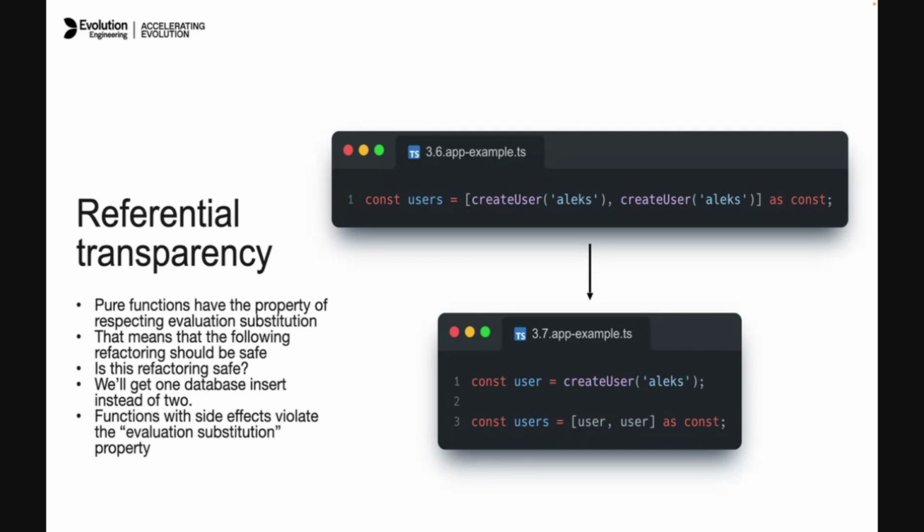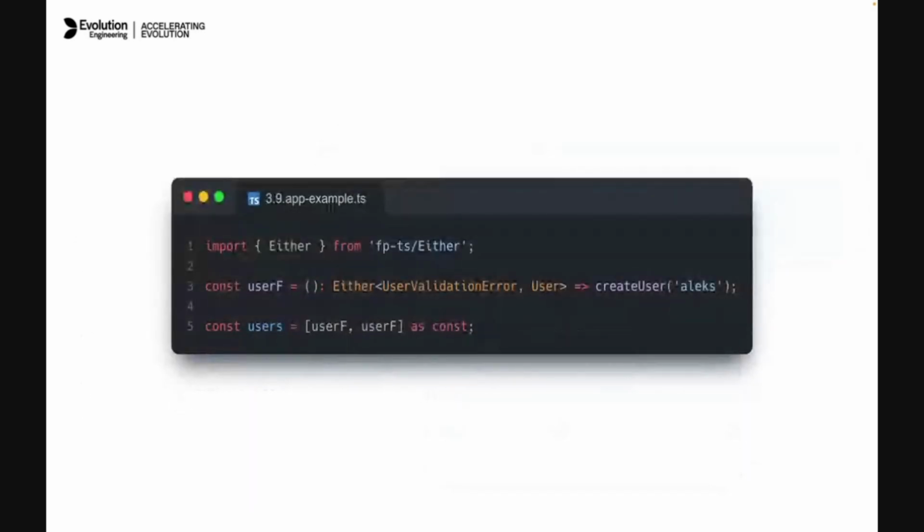So how can we achieve this? We can just make it lazy, right? So instead of just calling create user and getting an either immediately, we create a function which doesn't take any parameter and returns either user validation or user. And in this arrow function, we call create user. So we can safely replace these values with a function call.